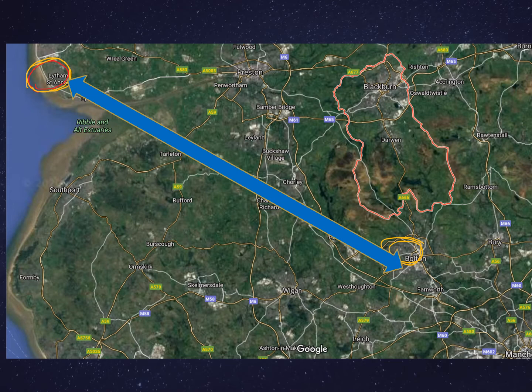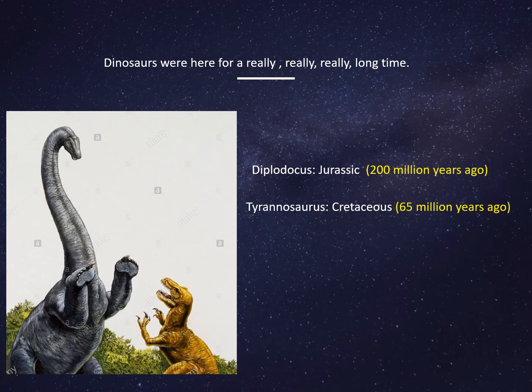The dinosaurs were extinct at 65 million years ago. So on our scale, that would take you all the way to Bolton. Now, the other thing to bear in mind is the fact that the dinosaurs were here for a really, really, really, really long time. I've mentioned how our dinosaurs died out 65 million years ago at the end of the Cretaceous period. Well, actually, the earliest dinosaurs were around 250 million years ago.